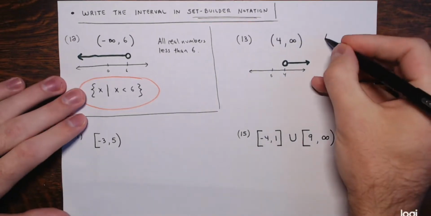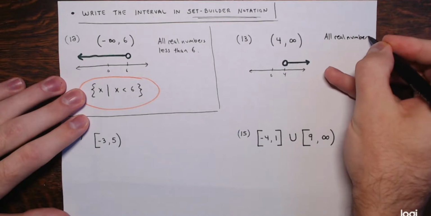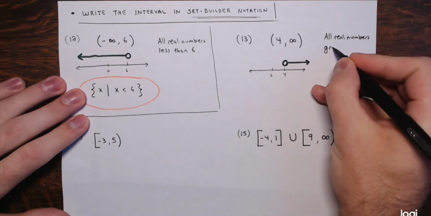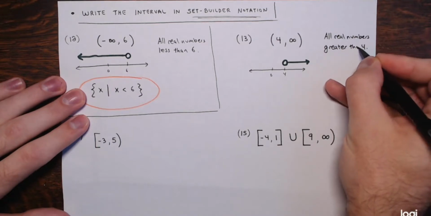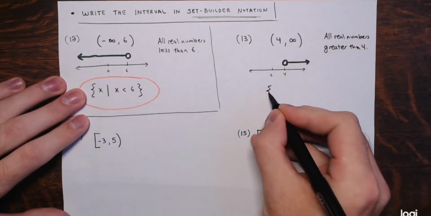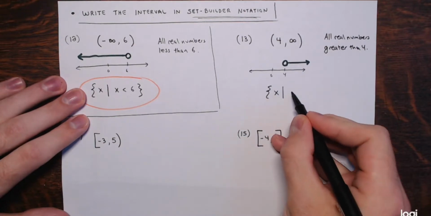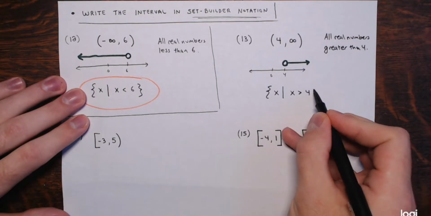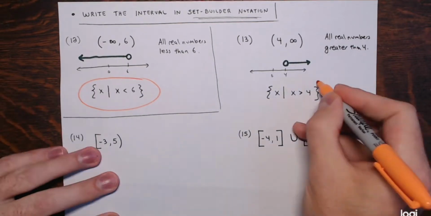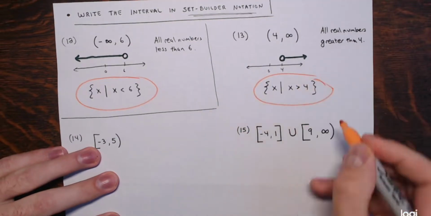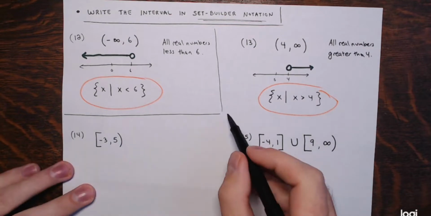Once again, I'll describe it in words. We have all real numbers strictly greater than 4, but not including 4, just greater than 4. And there's the words, and then set builder notation, which is what they want. All values of x such that x is greater than 4, but not equal to. And again, pretty simple after all these examples I've been going through. Should be pretty quick. Okay.